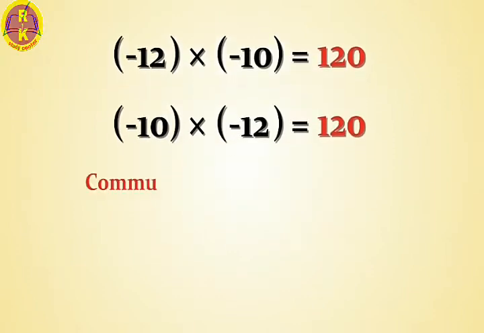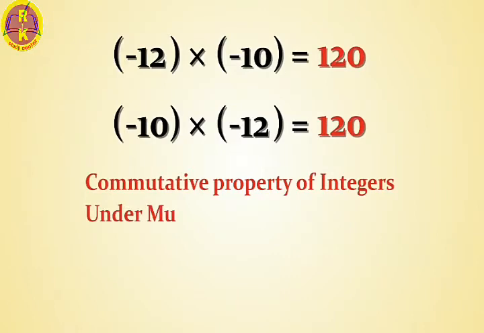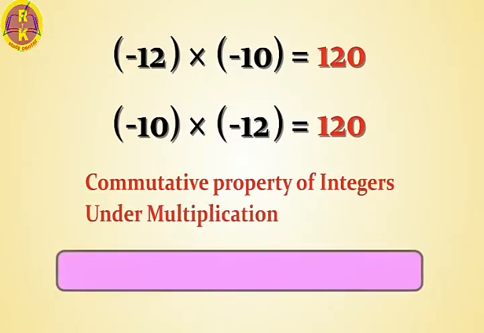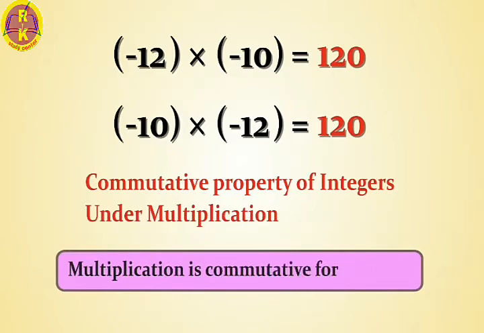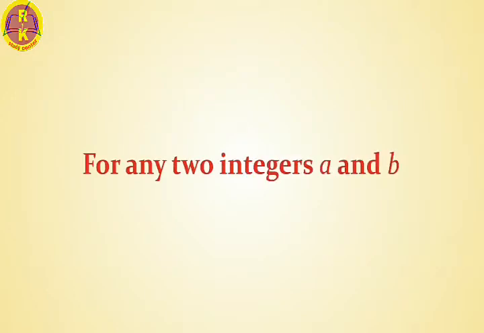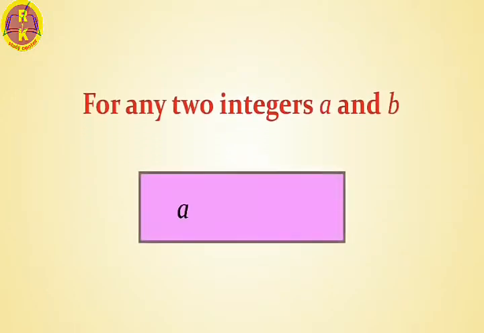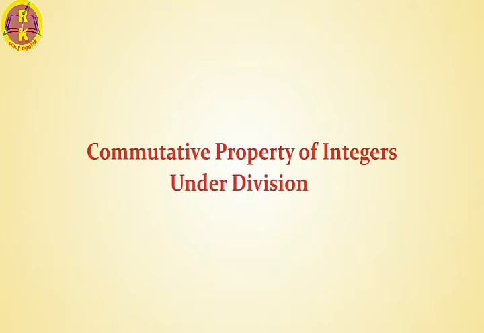This is commutative property of integers under multiplication. Hence, we can say that multiplication is commutative for integers. In general, for any two integers a and b, we can say that a into b is equal to b into a. Let's proceed towards commutative property of integers under division.